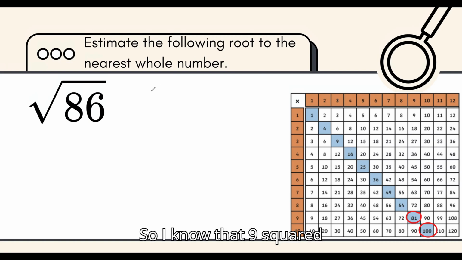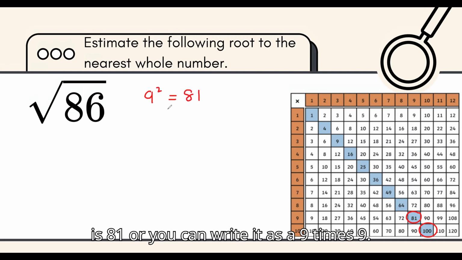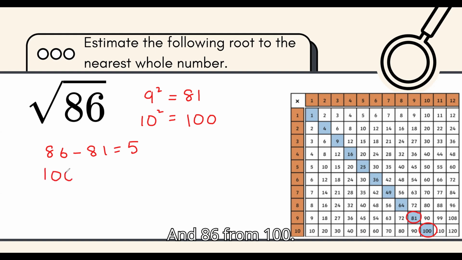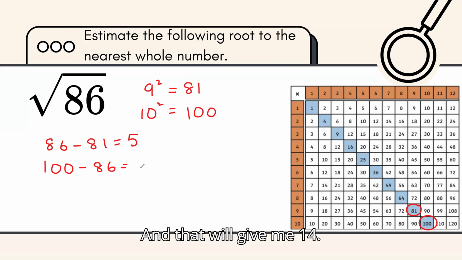So I know that 9 squared is 81, or you can write that as 9 times 9. And 10 squared is 100. Now to figure out which one is closer, I'm going to subtract 81 from 86. That will give me 5. And 86 from 100, and that will give me 14.